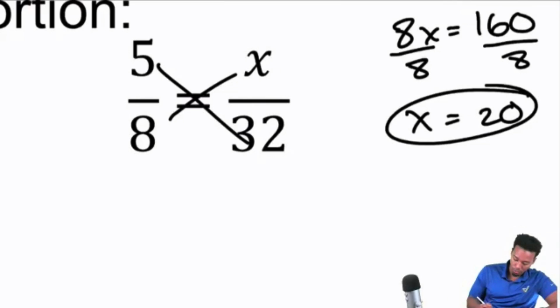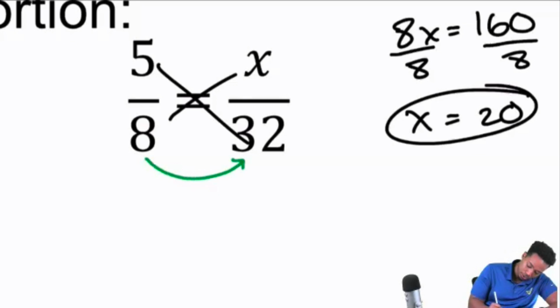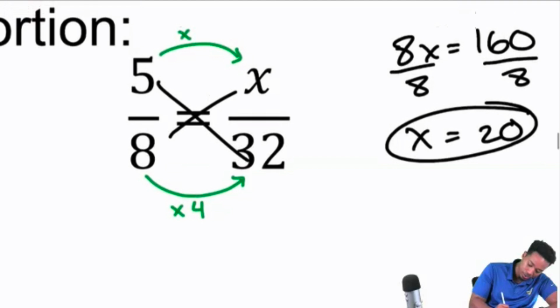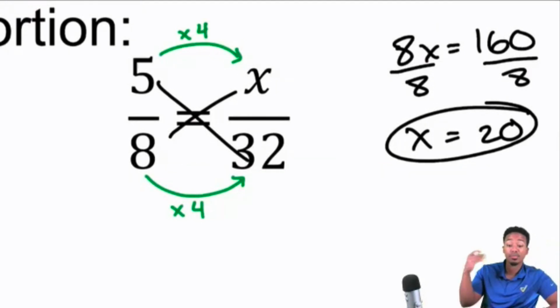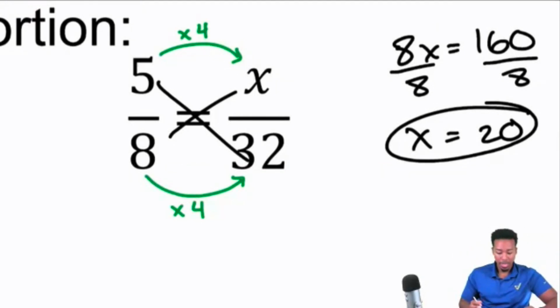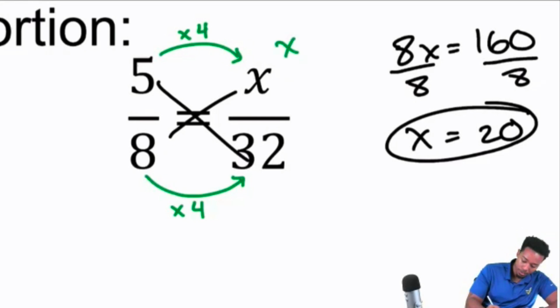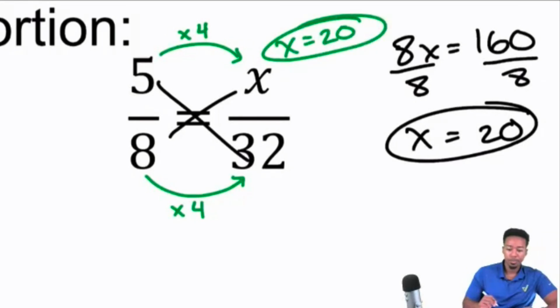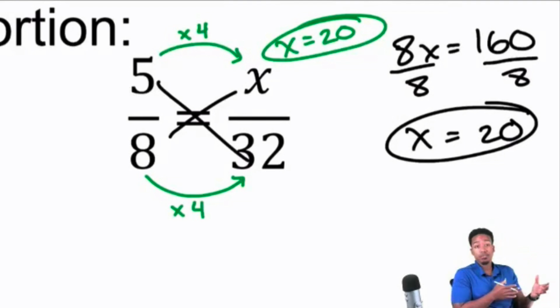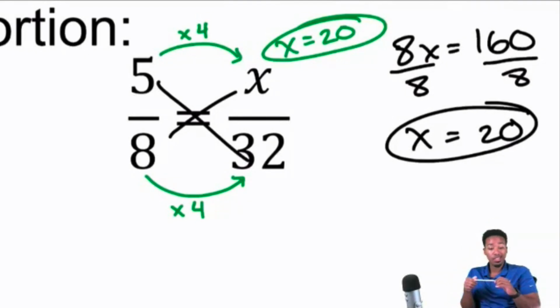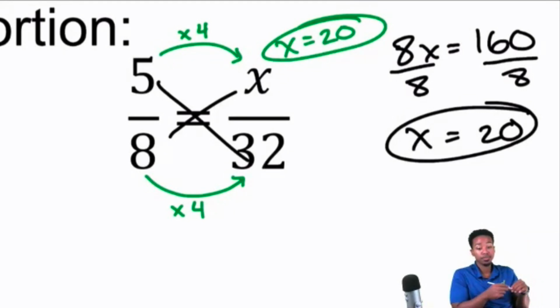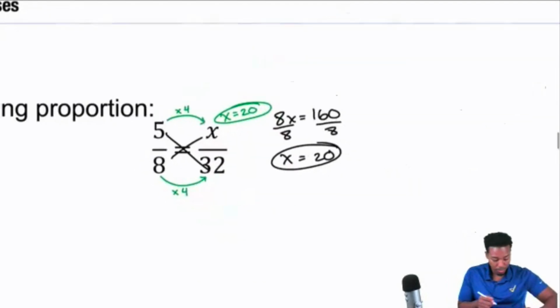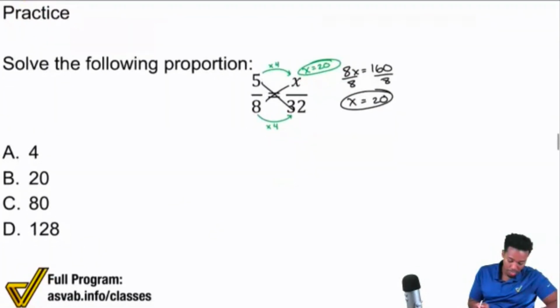But what you also could have noticed was this. 8 to get to 32 times 4. 5 to get to x is the same relationship because you're comparing the same things in the same way. And so 5 times 4 gives you 20. And so there it is. Both ways work out great. If you're good at mental math, something like this is pretty much heaven for you. It's a quick one. Answer is 20.